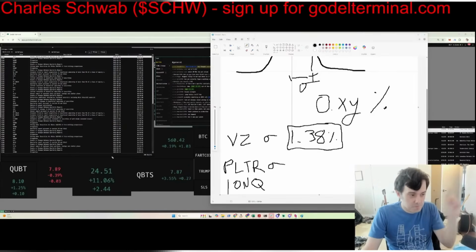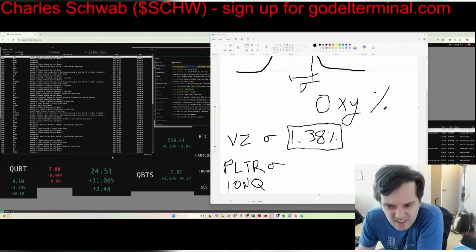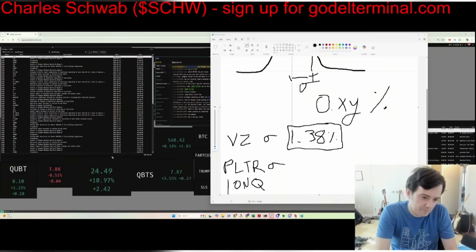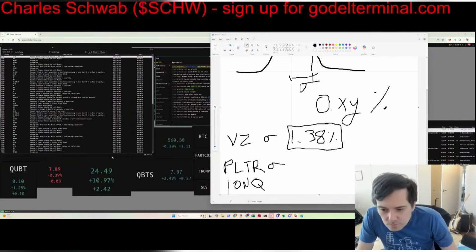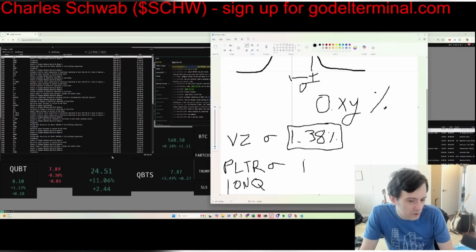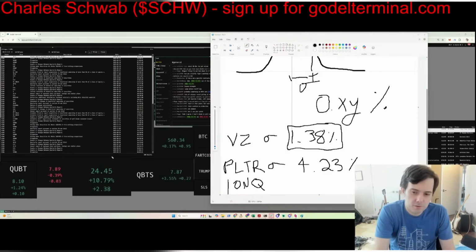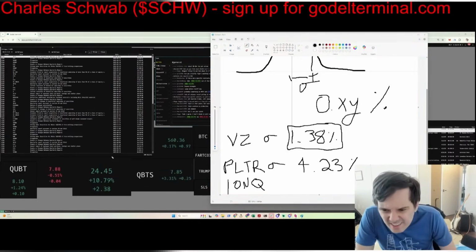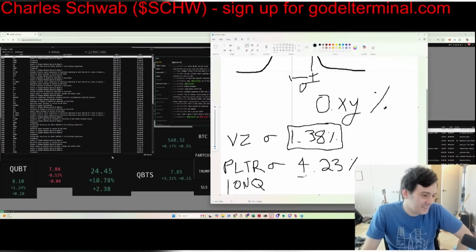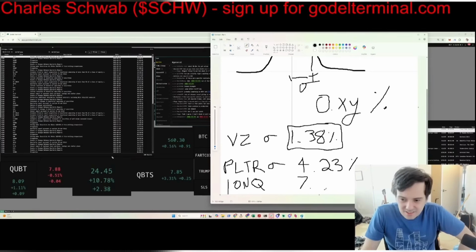No, it's the measurement of 1 sigma is what I'm asking. All right, Palantir is 4.23%. And IonQ is 7.4%. It's the most volatile stock in the stock market. Think about that.